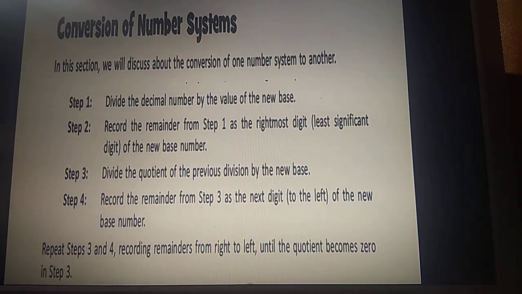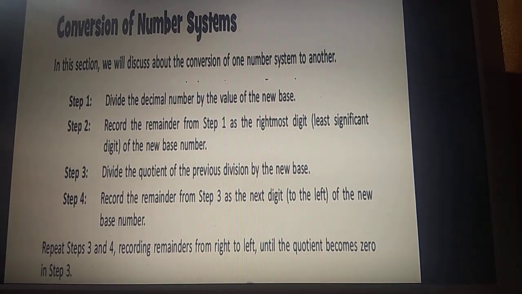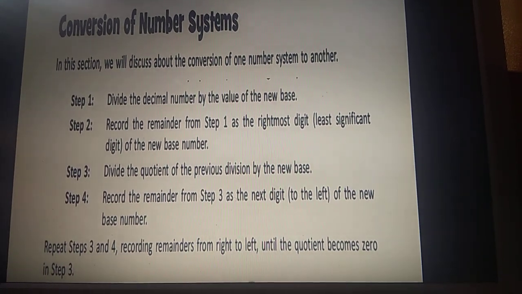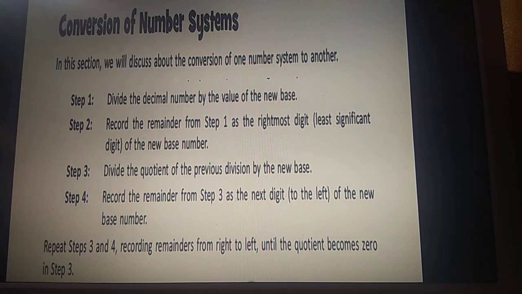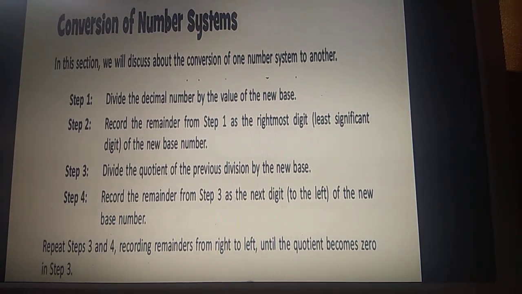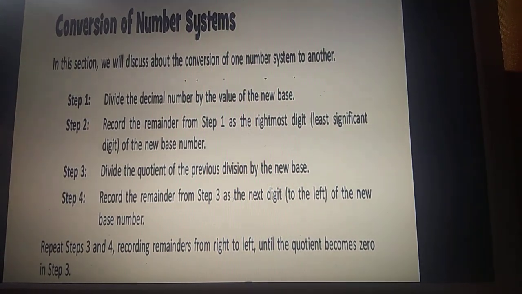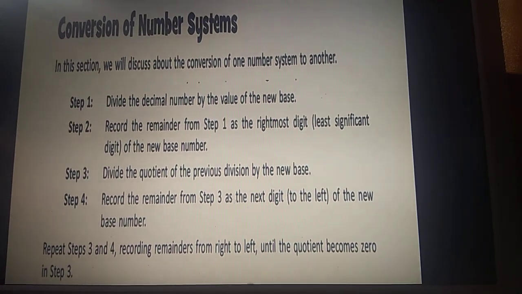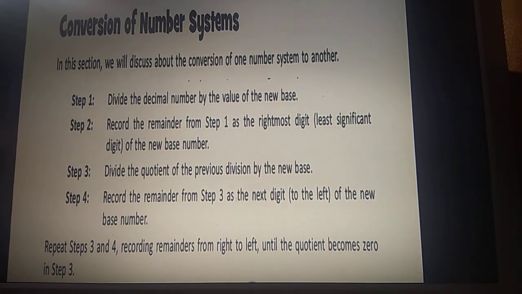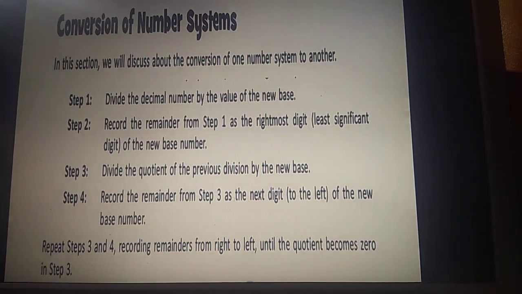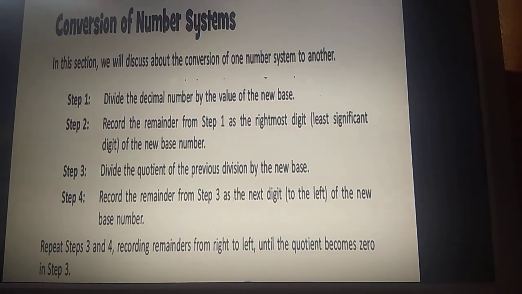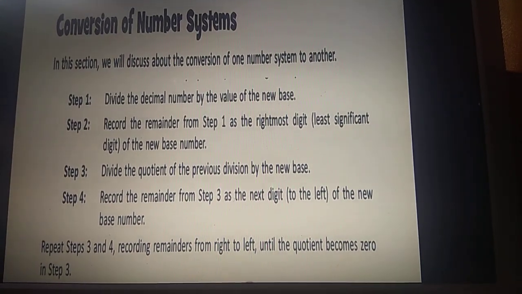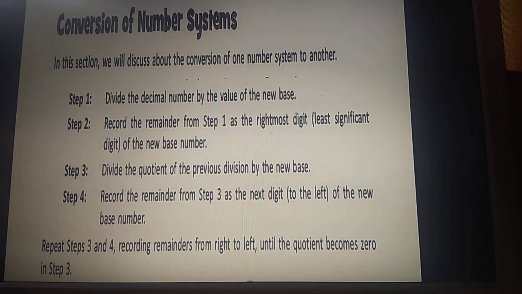We have 4 rules for this conversion. Rule number 1 says that we divide the decimal number by the value of the new base. New base means, because we are going to convert the decimal number system into the octal number system, we will divide the decimal number by the base of the octal number system, that is 8.